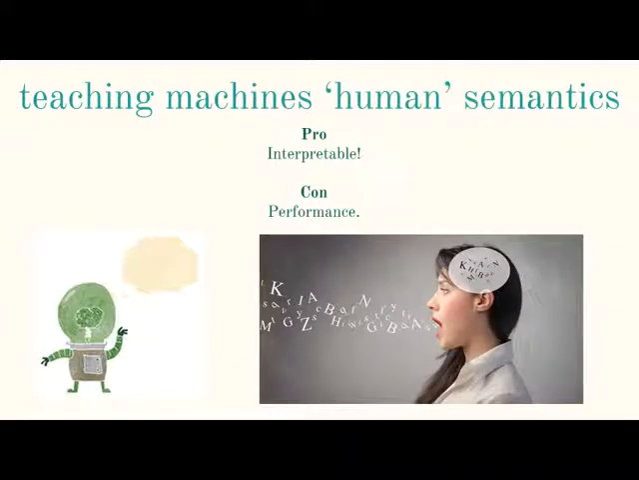So that's the overview of what's going on with teaching machines human semantics. The pro is that it's interpretable and we know what's going on. The bad thing is that it just does not perform as well as these black boxes. So I'll quickly move on to the stub for the end.